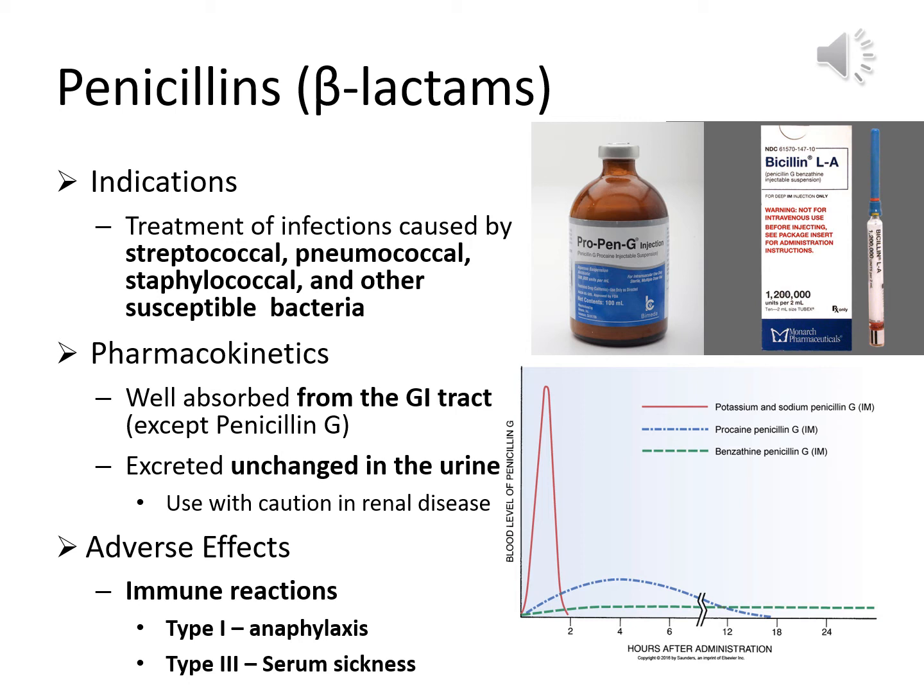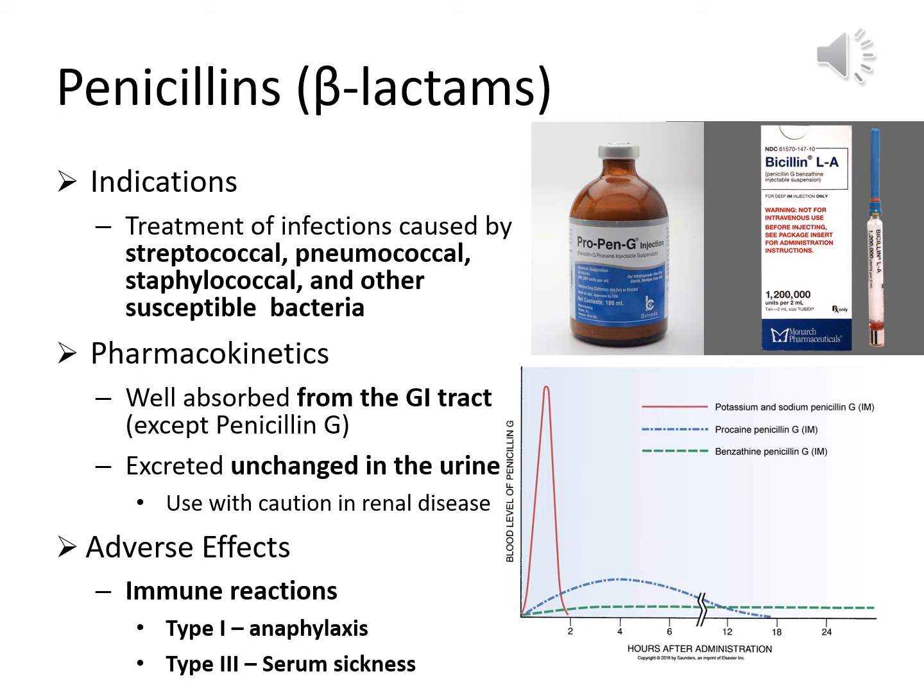The pharmacokinetics of these is that they're all well absorbed from the GI tract with the exception of penicillin G, because remember, penicillin G is destroyed by the stomach acid. If we look at the pictures on the right hand side, we'll look at the injectable form. The Pro-Pen G is procaine penicillin. You can see it's a white colored suspension of procaine penicillin G crystals. You wouldn't want to put that in the vein. You'd have to put that in the muscle or subcutaneously.